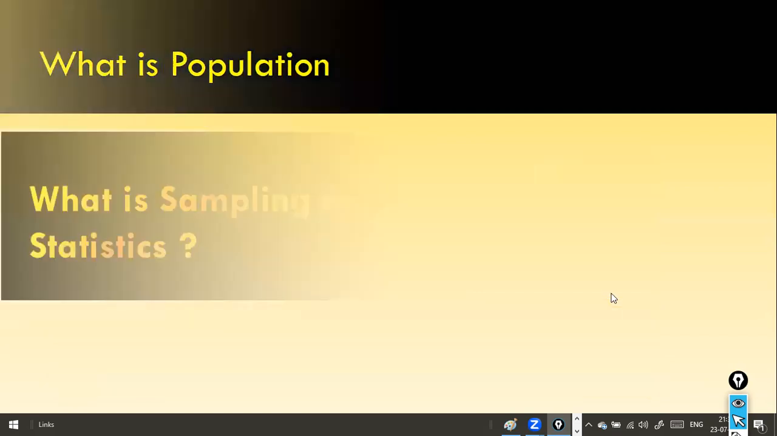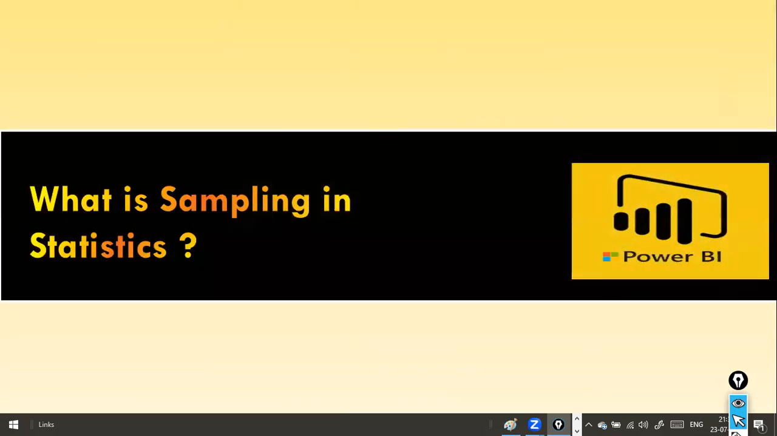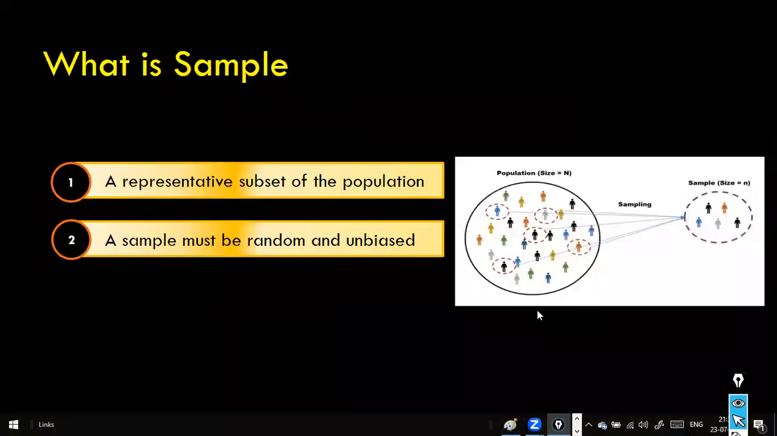Next one is, what is sampling? Sampling is a subset of your population, a representative subset of the population. The sample must be random and unbiased. Please remember this. Random and unbiased. It should be a representative subset of the population. The sample must be random and unbiased.